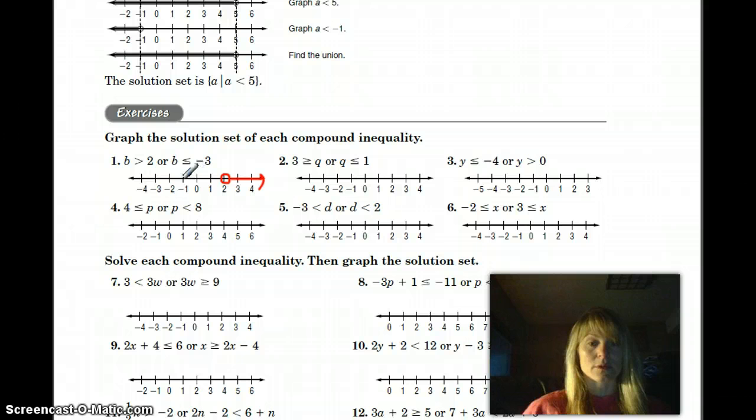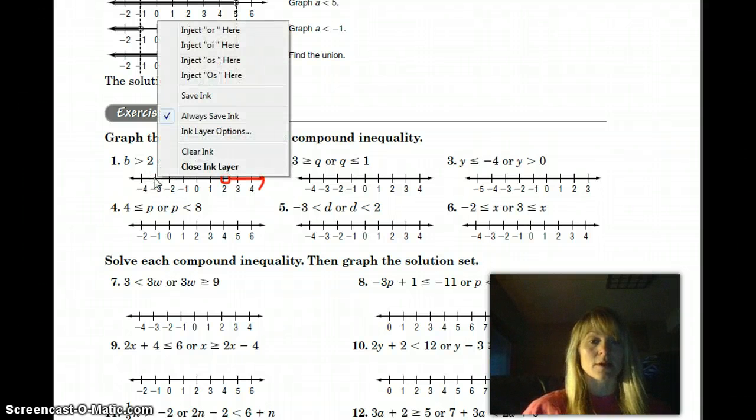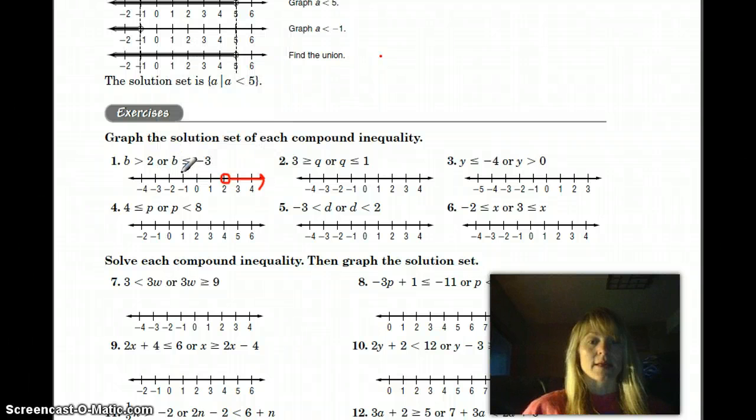So let's see, solid circle because it's equals to, and then less than goes down, so that goes this way, and that's it. So it's either all the numbers above 2 or all the numbers -3 and below, and all your ors will look like they're going in opposite directions, or they'll all be going one direction. Okay, so let's look at another or.